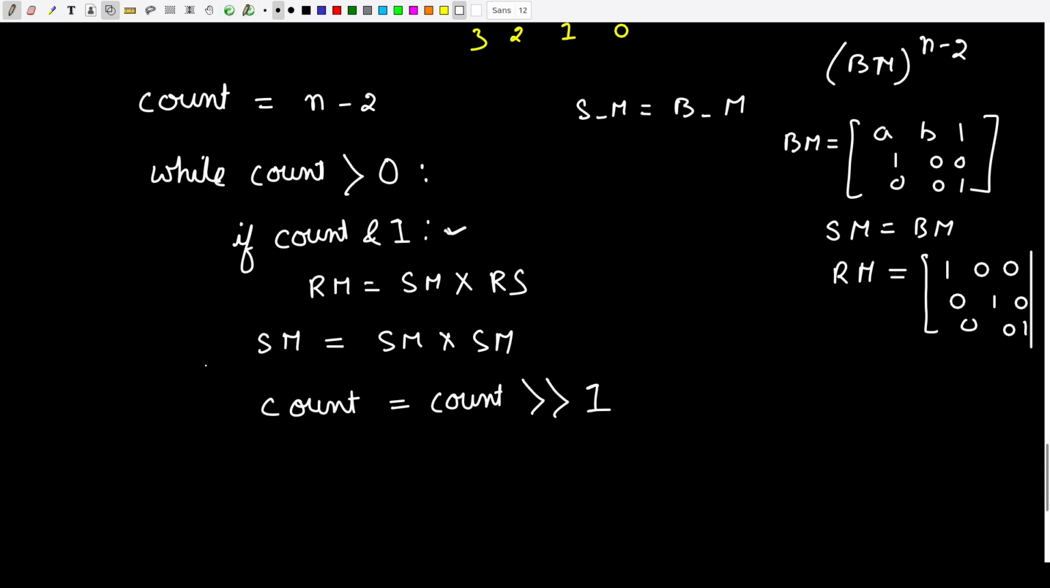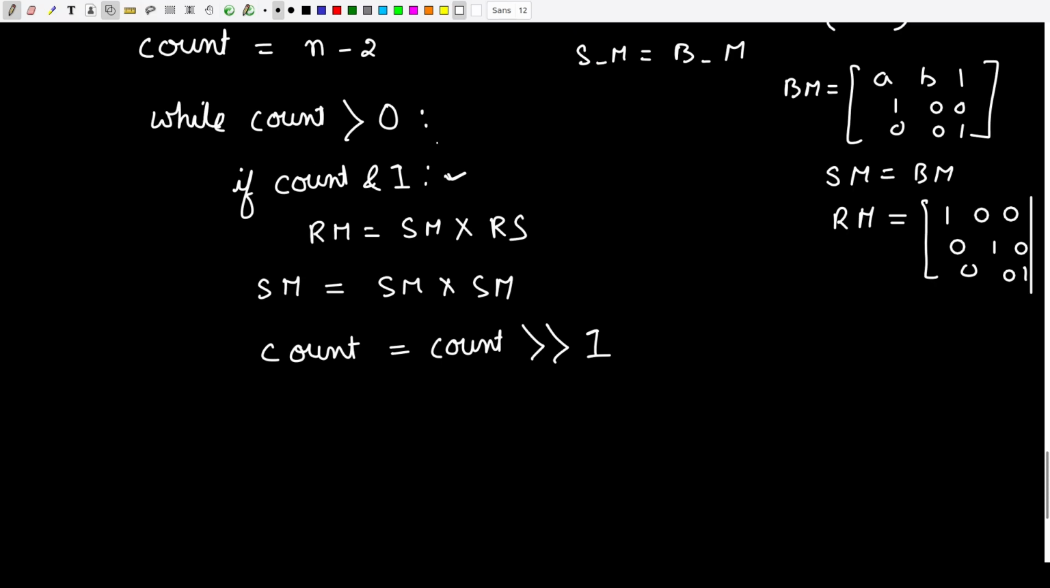So let me just work with an example in order to explain this. Please note this, base matrix is this, squared matrix is equal to BM matrix, and result matrix is an identity. So let us say over here n is equal to 15. So our count will be equal to 13, and we want to compute BM to the power 13. Now let us represent 13 in binary.